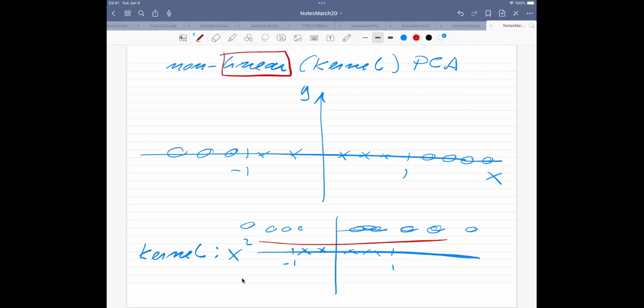Now, what people end up doing, if you have a multi-dimensional object, is to multiply this with different types of kernels. You can have Gaussians, you can have exponentials, etc., etc. So we are not going to deal with the kernel part. We are going to look at the linear PCA and the linear autoencoder because they can mathematically be shown to be equivalent. But you see the kind of trick here.